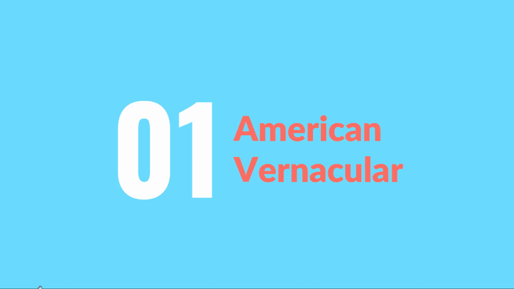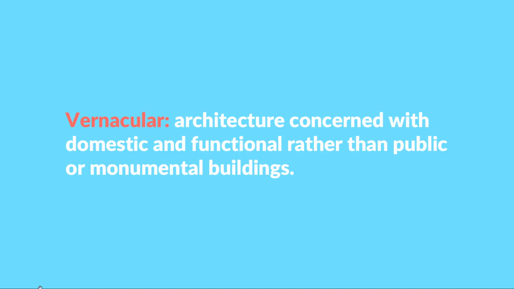So, American vernacular. What does the word vernacular mean? That's something you hear a lot or will hear a lot. What does that terminology mean? Well, vernacular architecture is architecture concerned with domestic and functional rather than public or monumental buildings. So we're thinking about homes where people live generally. Not with big public commercial buildings, churches, cathedrals, all of that kind of stuff. So really thinking on that human level.